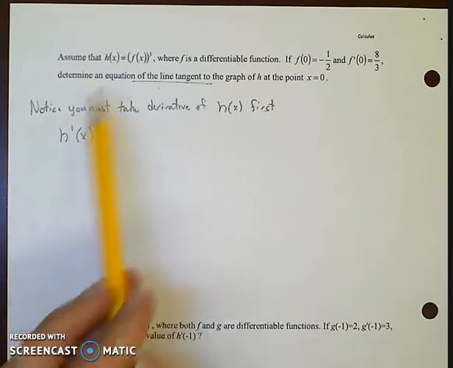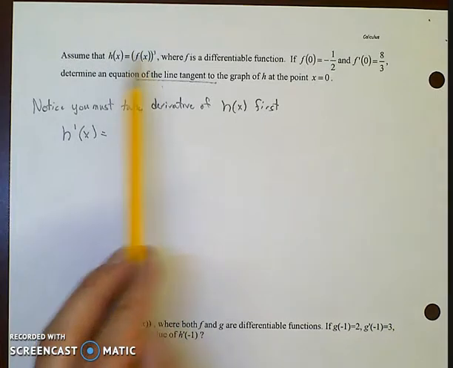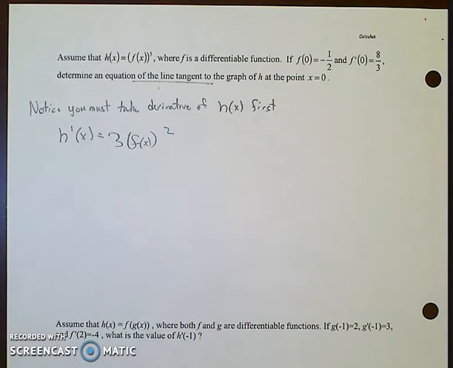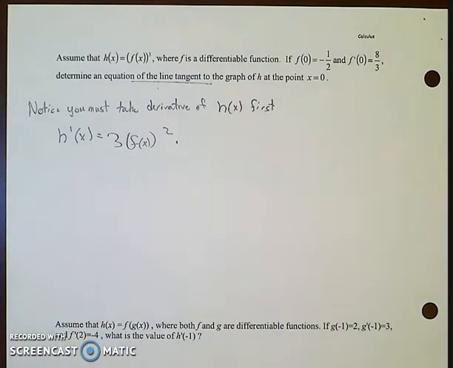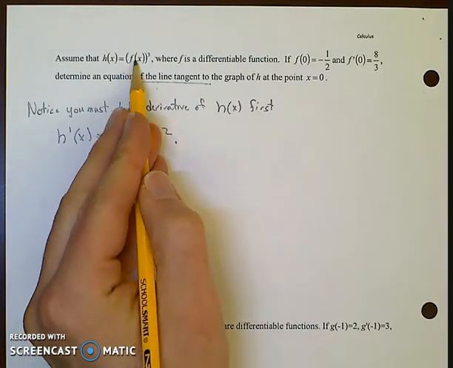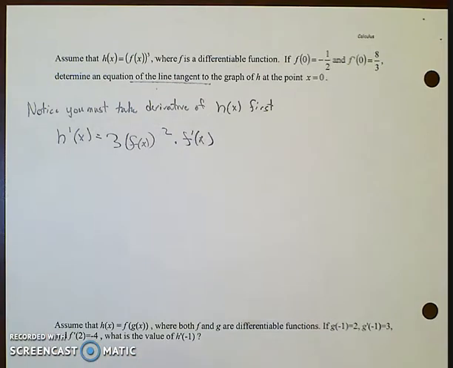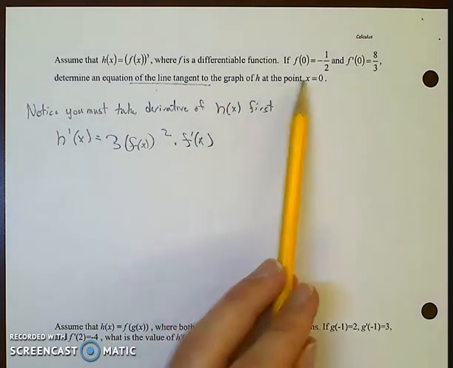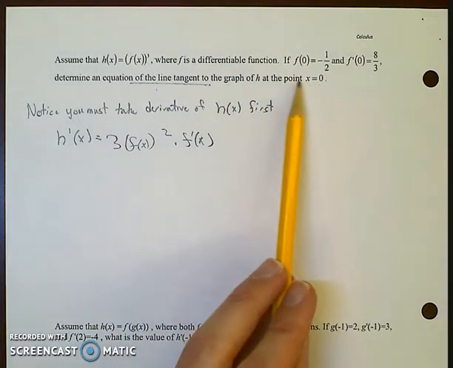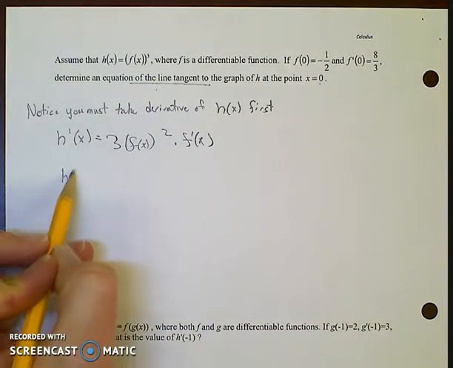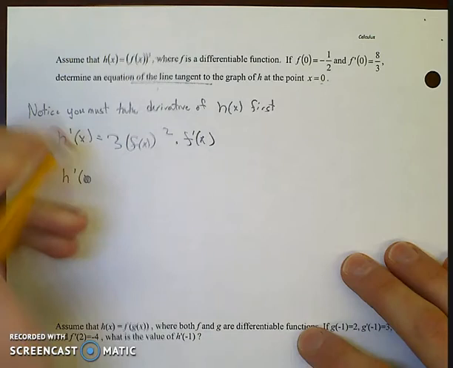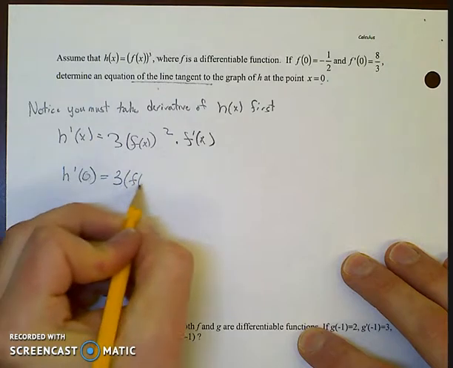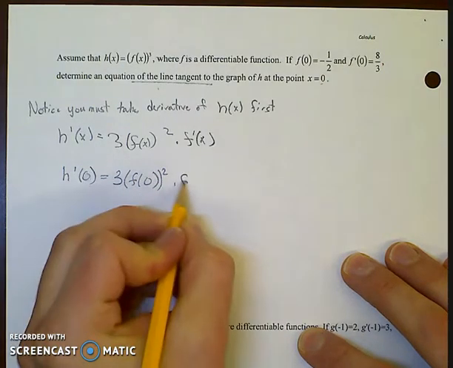To take the derivative of h of x, we got to look back up here and notice it would take the derivative of the outside, 3, something squared, keeping the inside the same, multiplied, this is the key, by the derivative of the inside, derivative of f of x, f prime of x. And now, if we're finding the equation of the line tangent to the graph of h at the value of x equals 0, we need to find h prime of 0. So x should be 0. So we're going to do 3 f of 0 squared times f prime of 0.